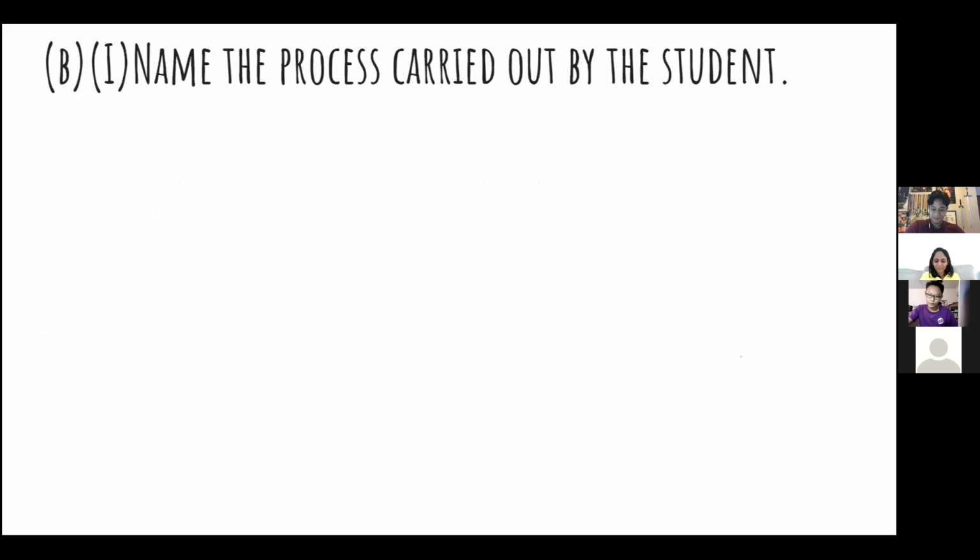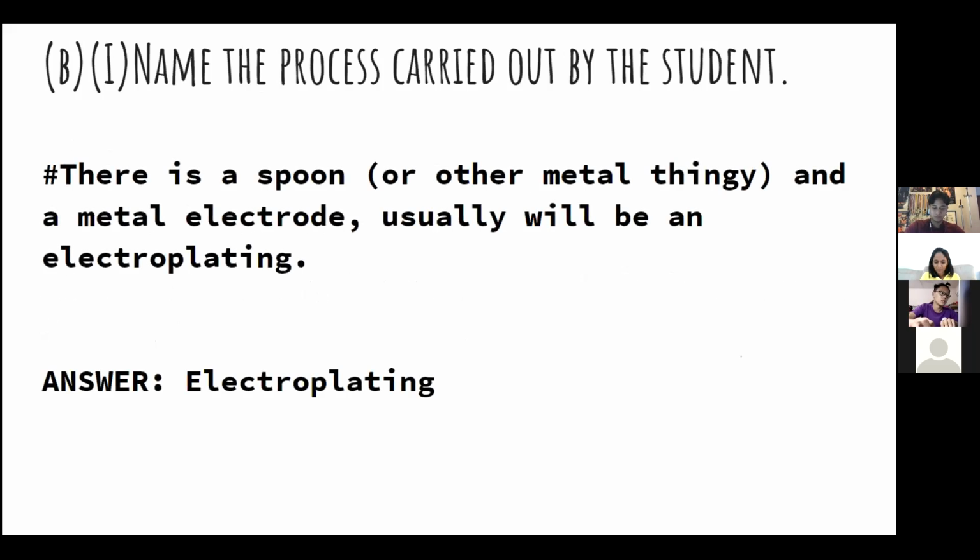Okay, if you go to part D, it's an electrolytic cell, and the question is to name the process carried out by the student. There's a spoon or other metal object, with a metal electrode, and it will usually be the electroplating process.